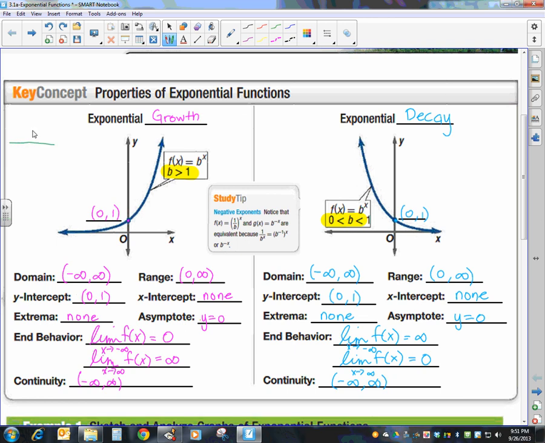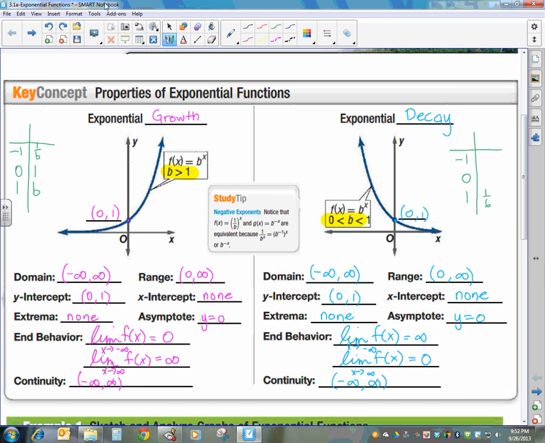And my key points for exponential growth are x values negative 1, 0, and 1, and y values 1 over b, 1, and b. Our exponential decay, okay, x values are still negative 1, 0, and 1. But this time, oh, that's not, that looks like a 6. Oh, goodness. Negative 1, 0, and 1, with y values b, 1, and 1 over b.